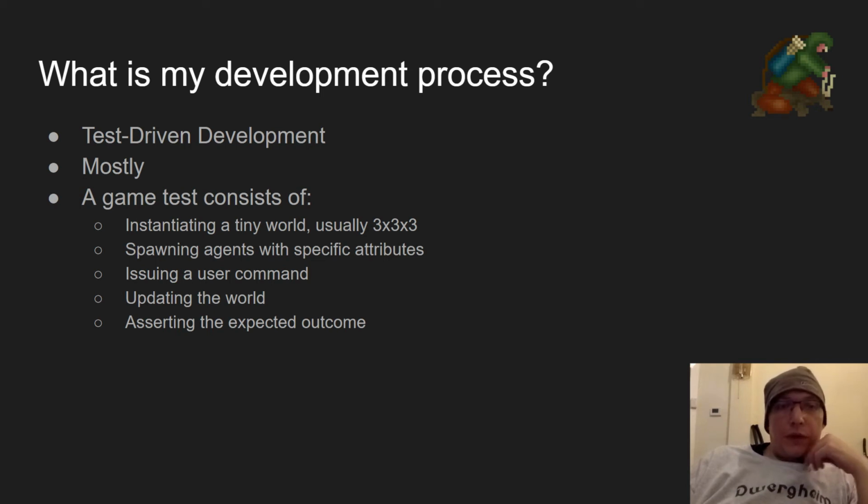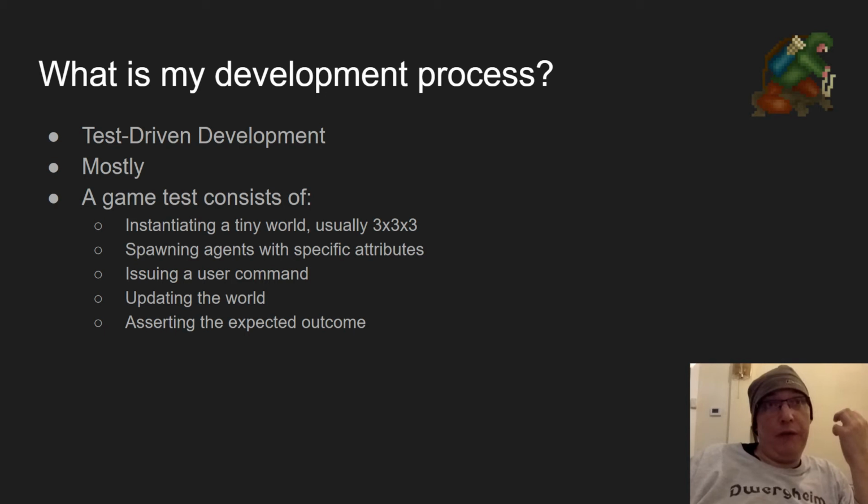So what is my development process? I like test-driven development because it helps me focus on a small piece of the game at a time. As the codebase is growing, it sometimes feels overwhelming. An extensive test suite gives me confidence that I'm not breaking existing behavior when adding new features.